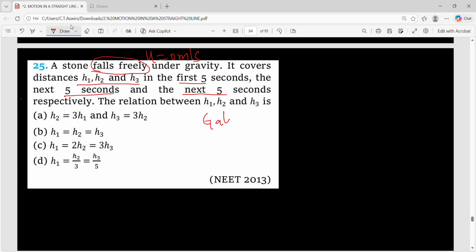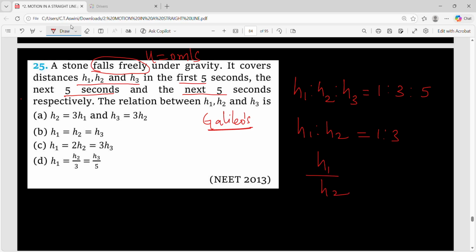Don't you think this is Galileo's law of odd numbers? So what can I say? H1, H2, H3 are the successive distances and equal time gap 5 seconds, 5 seconds, 5 seconds. So this will be in the ratio of odd numbers, 1 is to 3 is to 5. Now if I take H1 is to H2, how much is it? 1 is to 3. That means H1 upon H2 is 1 by 3. So H1 is H2 upon 3. This is there in option D. If you want, you can verify the H1 to H3 relation also. H1 is to H3 is how much?